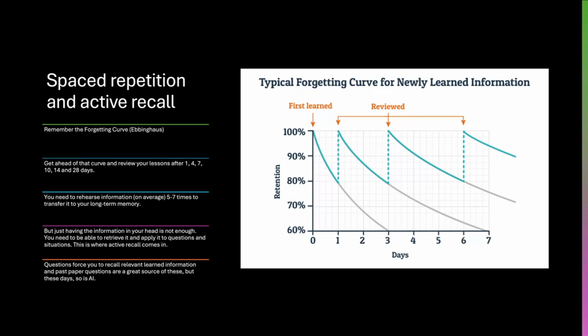So actually, with the average human needing to rehearse something on average 6 times before it goes into your long-term memory, if you did 1, 4, 7, 10, 14, and 28 days, and you did a review of what you learned in a lesson, then it's going to go into your long-term memory and it's going to stay in there. Okay, so the irony is you need to remember the forgetting curve.